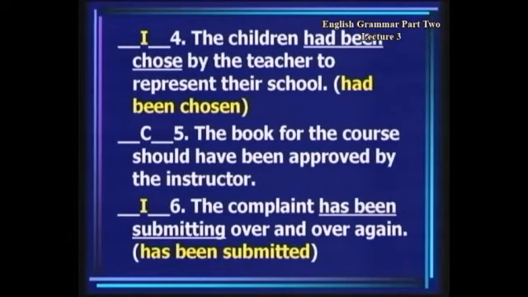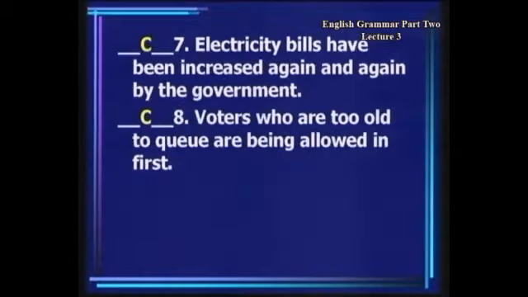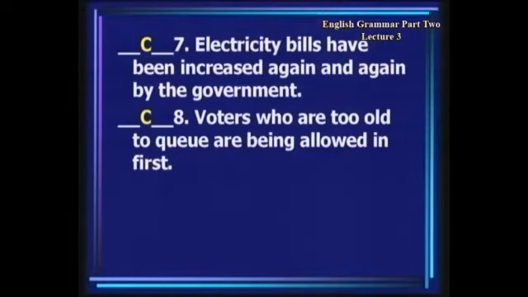The children had been chosen by the teacher, had been chosen. The book for the course should have been approved. This is correct. The complaint has been submitting. No, has been submitted. And electricity bills have been increased. This is correct. Voters who are too old to queue are being allowed in first.